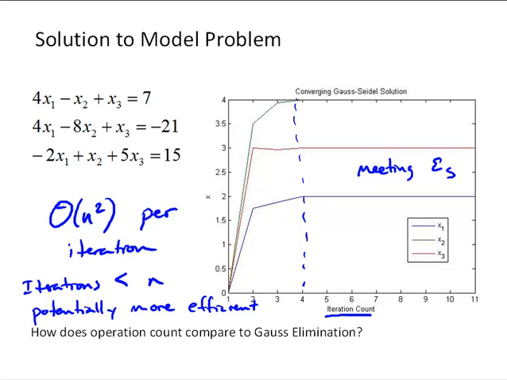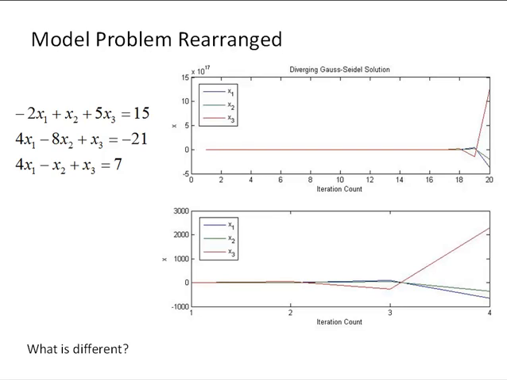So let's look at another case. Here I'm just going to take that same model problem and I've rearranged it. The equations now are in a different order. And what we see is now, again, starting with initial guess of x equal to 0, the solution, basically, we would say this blows up.